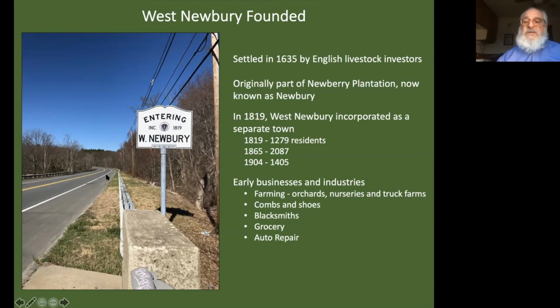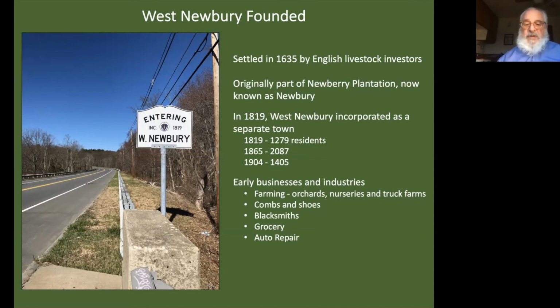And originally it was part of the Newbury plantation, which we now know as Newbury. And in 1819, it was incorporated as a separate town. And you can see the population of residents at 4 points in time.